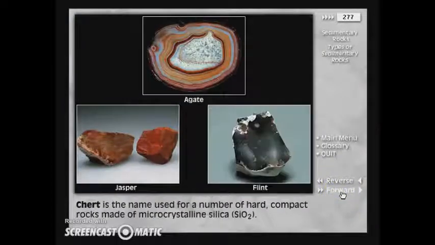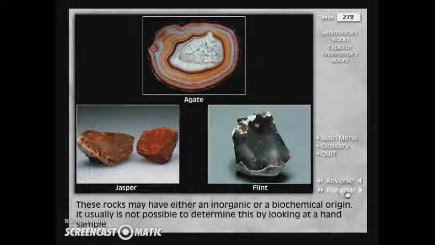Chert is the name used for a number of hard, compact rocks made of microcrystalline silica. These rocks may have either an inorganic or a biochemical origin. It usually is not possible to determine this by looking at a hand sample.